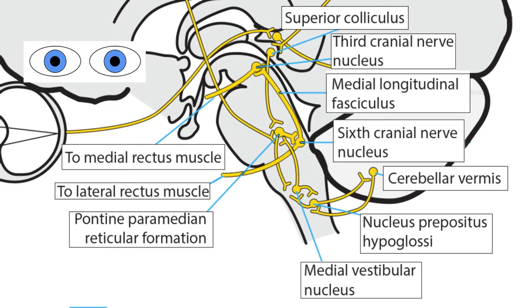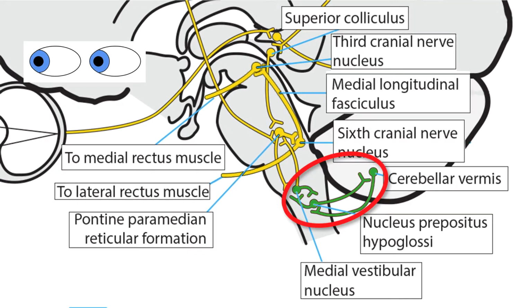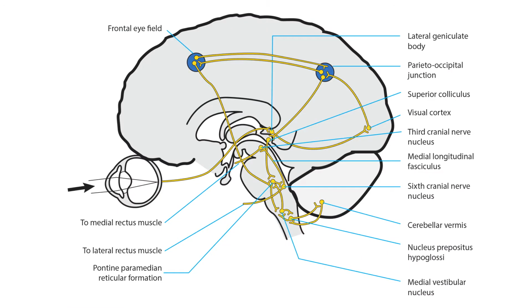Another circuit connects these medullary nuclei to the cerebellar vermis, which makes sure that the eye movement accurately reaches the target. Here are the ways that this pathway can go wrong.